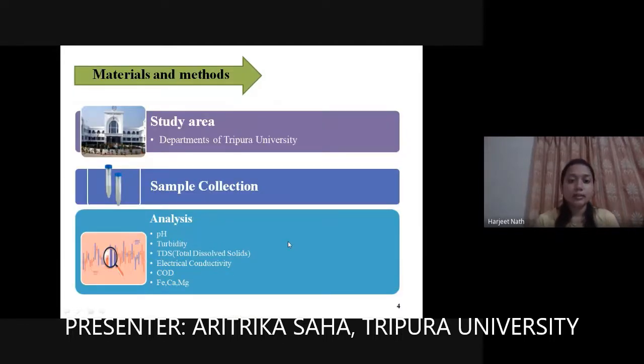The study area of the project was all the departments of Tripura University, and the samples were collected in the month of February 2021. The samples were collected in a clean centrifuge bottle, and the analyses for all the water samples were pH, turbidity, total dissolved solids or TDS, electrical conductivity, chemical oxygen demand, and iron, calcium, and magnesium metallic contents.